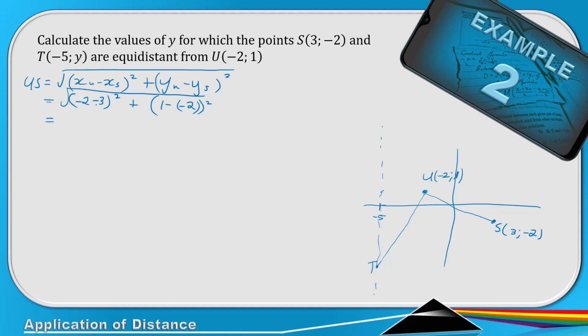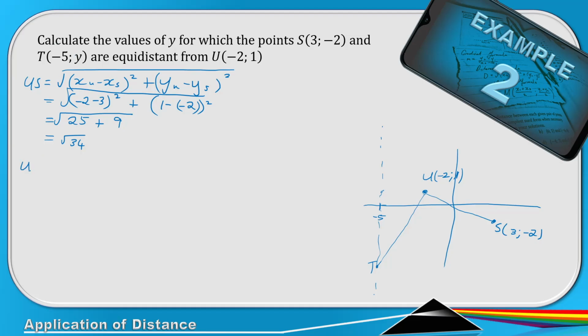And then this becomes 5 squared, so this is 25 plus this is 3 squared, so that's 9. And I'm just going to leave it for now as square root of 34. Okay, that is then our distance. Then we can use the distance formula for UT because we know everything except the value of y.